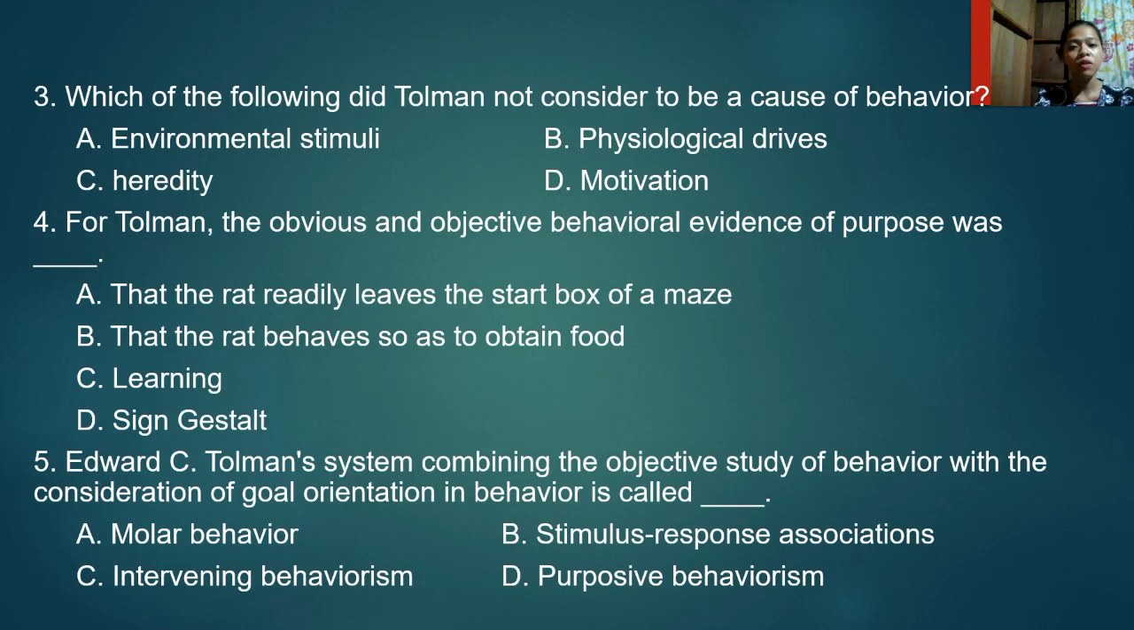Number three, which of the following did Tolman not consider to be the cause of behavior? A, environmental stimuli. B, psychological drives. C, heredity. D, motivation. Number four, for Tolman, the obvious and objective behavioral evidence of purpose was: A, that the rat readily leaves the start box of a maze. B, that the rat behaves so as to obtain food. C, learning. D, Gestalt. Number five, Edward C. Tolman's system combining the objective study of behavior with the consideration of goal orientation in behavior is called: A, molar behavior. B, stimulus-response association. C, intervening behaviorism. D, purposive behaviorism.